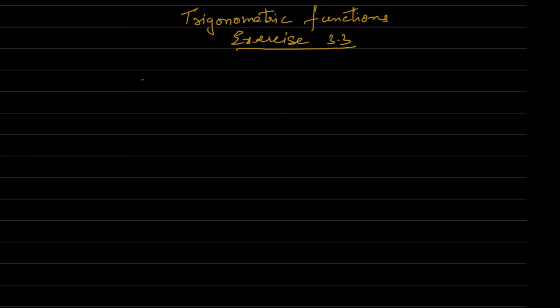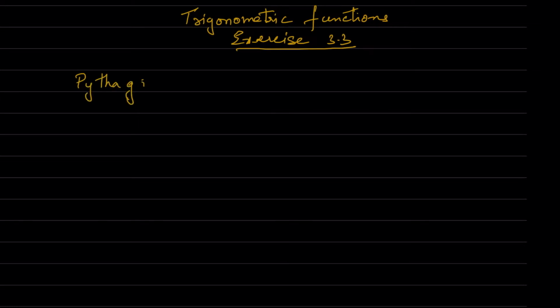Students, let's start off with trigonometric functions, chapter 3, exercise 3.3. In this exercise we'll have some formulas. We'll just be learning about those formulas. I'll write all those formulas that are to be used in this exercise. We know about the different identities, we know about when it is in different quadrants, so we'll just have a look at all of them.